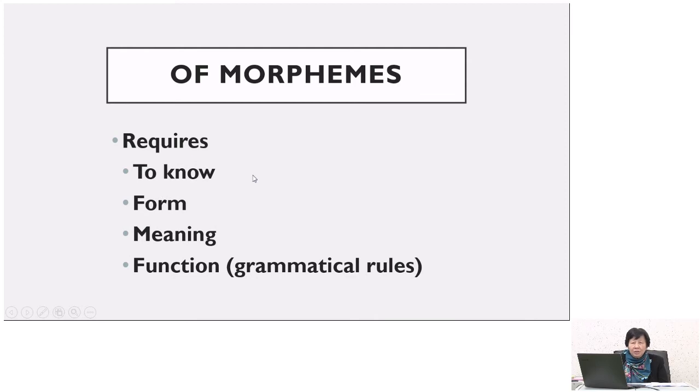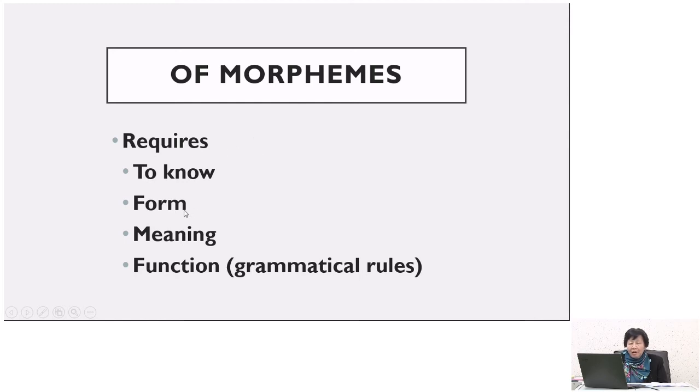Okay, when we study morphology, you are required to know. It means to know the morphemes. So you just get the meanings properly. You have to understand the meaning of the morphemes, right? Otherwise you cannot say which one is morpheme, which one is not.